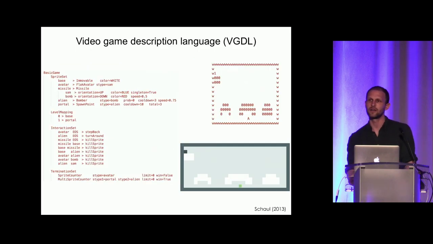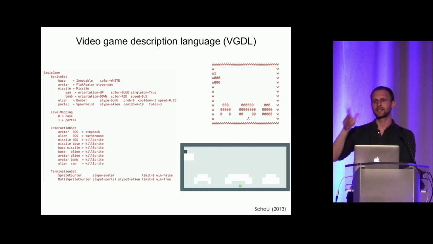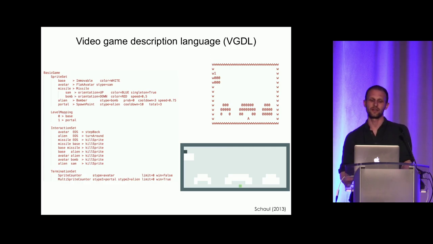So here's an example of the kinds of programs that we've developed, and I won't go into too much detail here, but the basic idea is that you have some sprite set that tells you about the agents or sprites in the environment. You have termination conditions that tell you how to win. The critically important thing is the interaction set that tells you the rules of the game, what happens when different sprites interact with different objects, and you have a layout that you can specify. And then we have a parser that we can feed this video game description language program into, and it will render a video game that is playable by humans or by a machine.